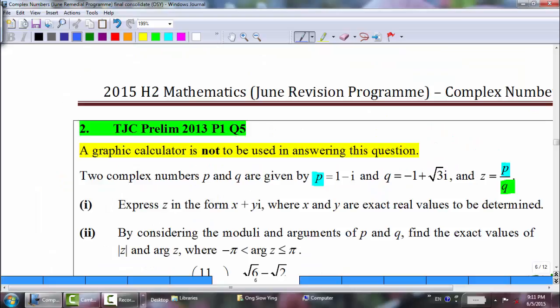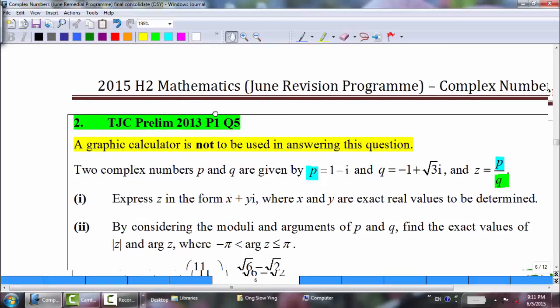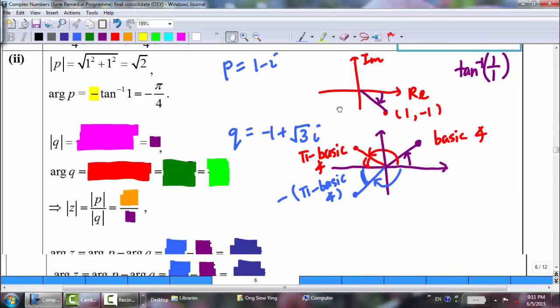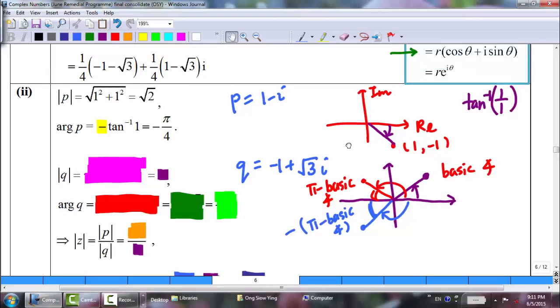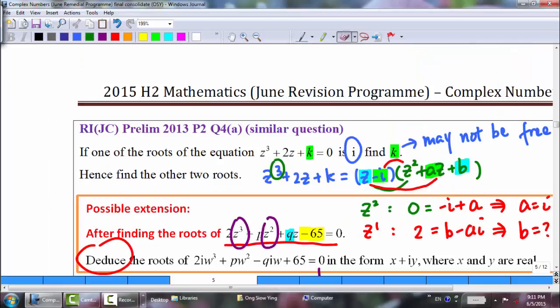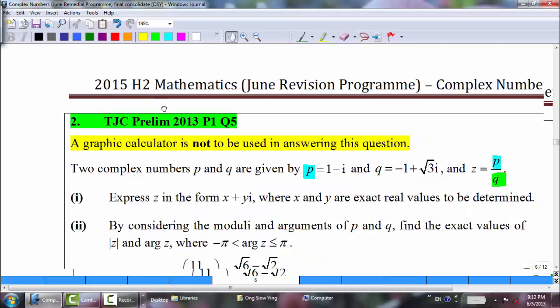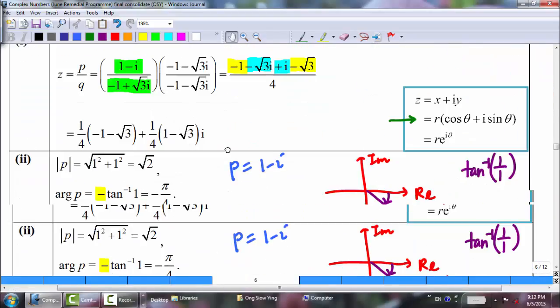Right, and finally, fourth quadrant, which I've actually explained already. In this case, it's actually the same as P. This is the fourth quadrant. Just negative of the base. This is your basic angle. So the argument is just negative of the basic angle. Okay, so therefore use the same thing here. You will be able to work out the argument and modulus of Q respectively.